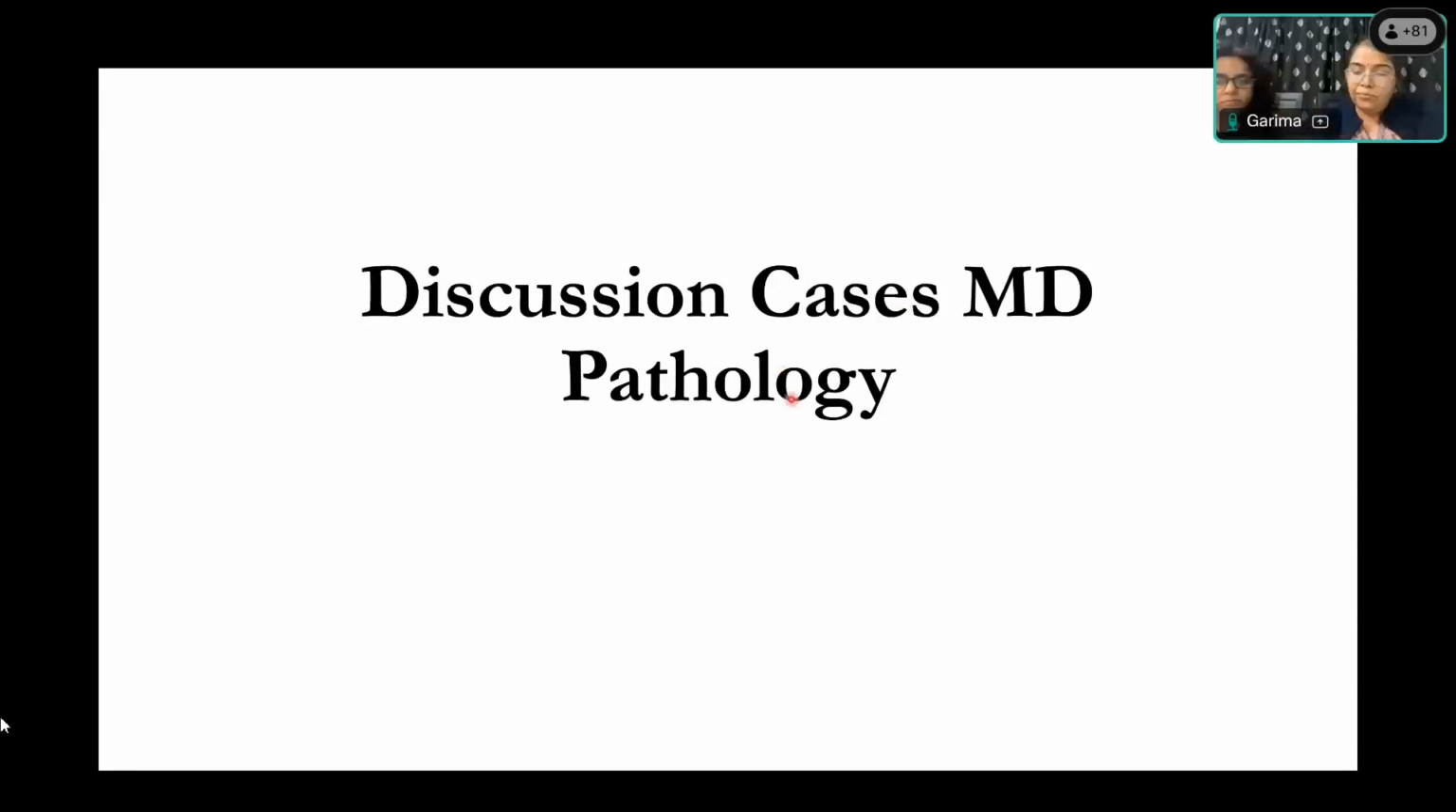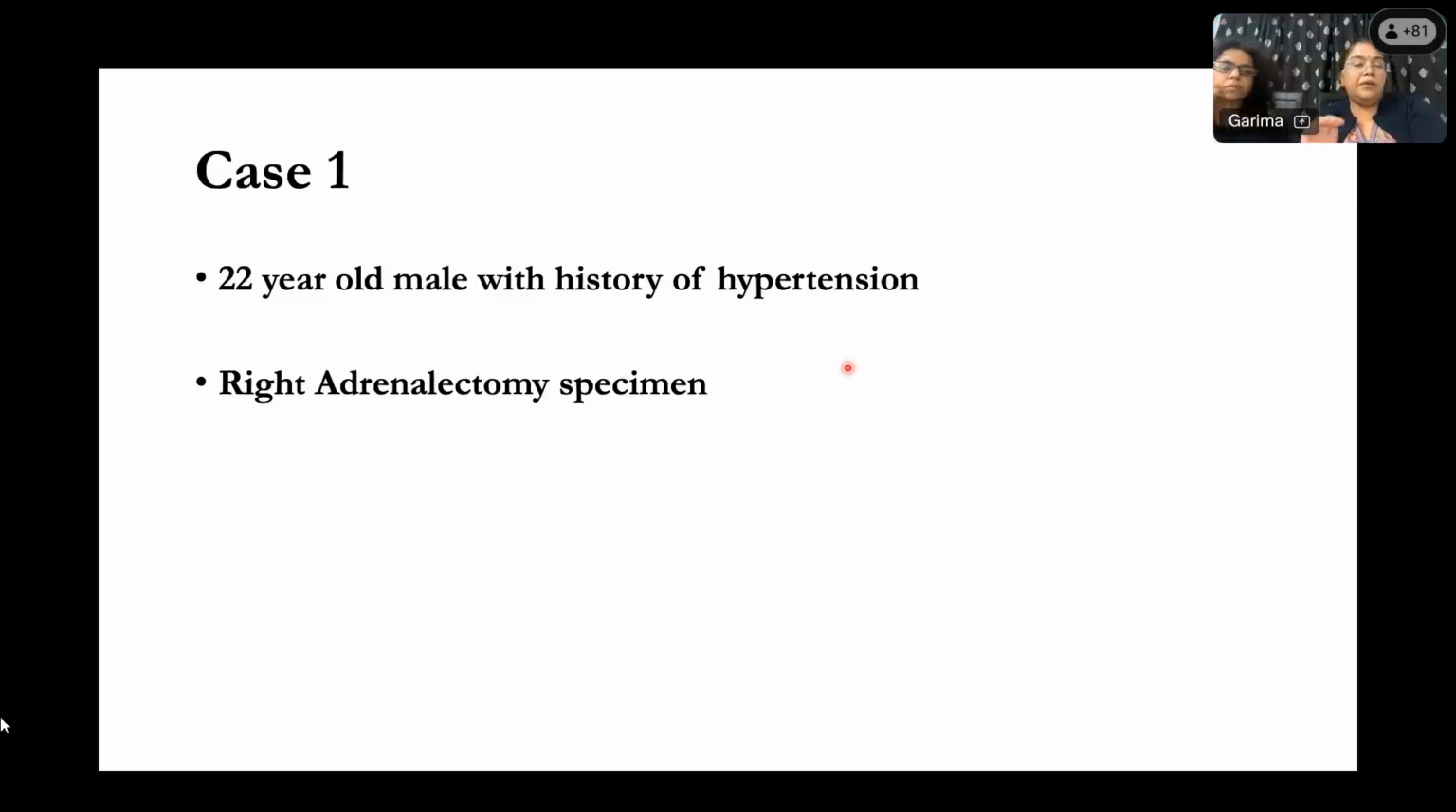Okay, moving on to the first case. The history provided to you was a 22-year-old male patient with history of hypertension, and we received a specimen of right adrenal gland. When you get this history, what comes to your mind? Dr. Nahida, would you like to say something regarding this?